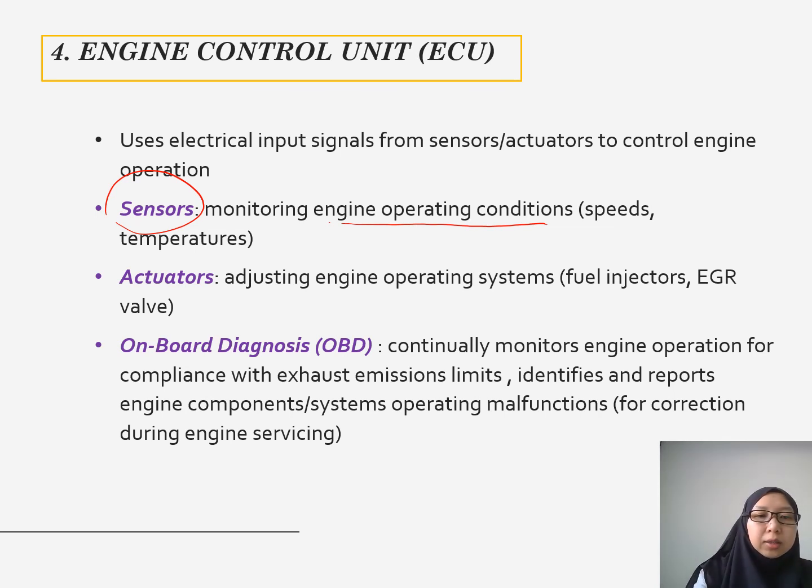Once it has the values, it reports back to the ECU, which then gives instructions to the actuators to adjust the engine operation according to the engine condition. So once we know the speed, we know how much fuel we need, how much EGR percentage, what the valve timing is, and so on.